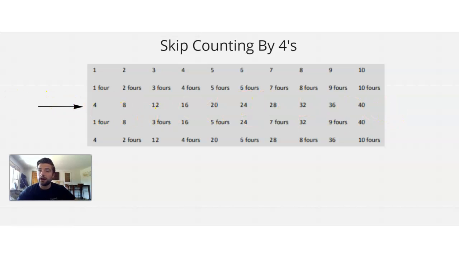And I know you guys have been working on memorizing these. This is the test to see if you have it memorized. And if you don't have it memorized, just take a look at the chart. That's what it's there for. Here we go. 4, 8, 12, 16, 20, 24, 28, 32, 36, and 40. Now we're going to go backwards. 40, 36, 32, 28, 24, 20, 16, 12, 8, and 4.